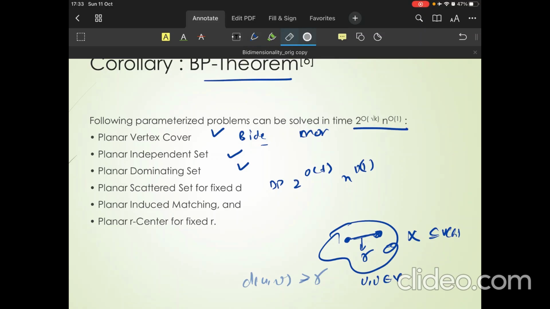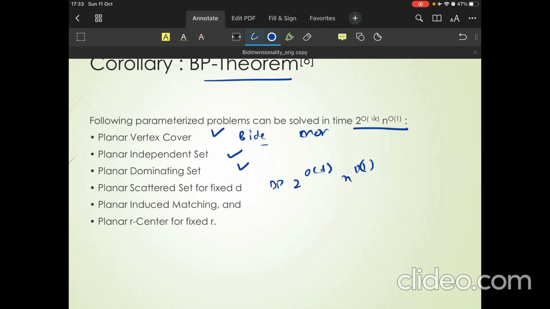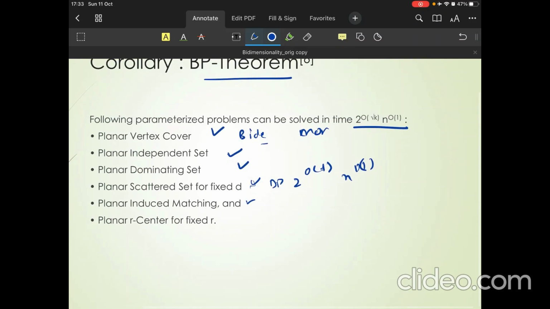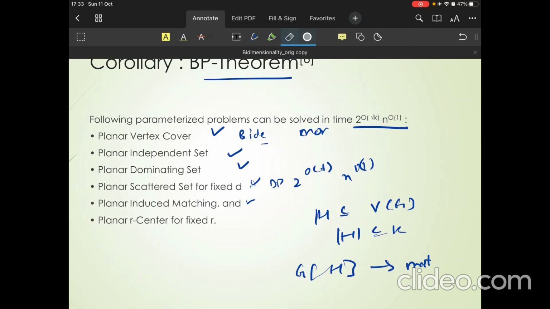They are r distance apart. It's a scattered graph. Okay, and so induced matching, it's another problem. We can intuitively see that it's also FPT, and it also follows all the assumptions of the BP theorem. So induced matching is basically: given G, find an H as a subset of vertices such that |H| is less than or equal to k, and such that G[H] is itself a matching. So the induced graph on H is itself a matching.